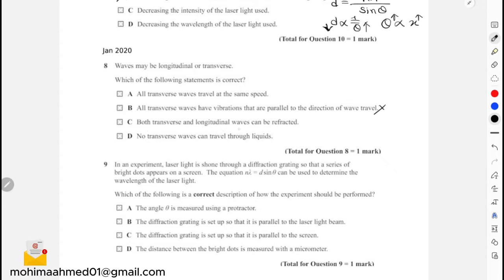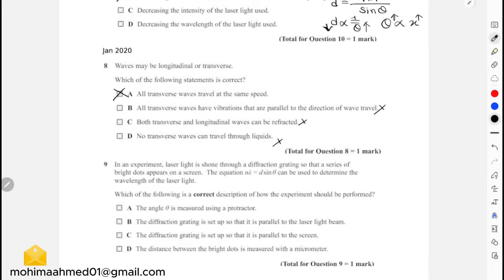Both transverse and longitudinal waves can be reflected. No transverse wave can pass through liquids. This is again wrong, right? It is not the case that it cannot travel through liquids. And wait a minute. Both transverse and longitudinal waves can be refracted. Oh, sorry, sound waves cannot be refracted actually, right? They could be reflected, they could be diffracted, but they're not refracted. So this is also not correct. In that case, option A is your correct answer over here, right?